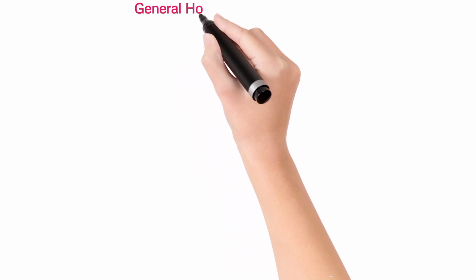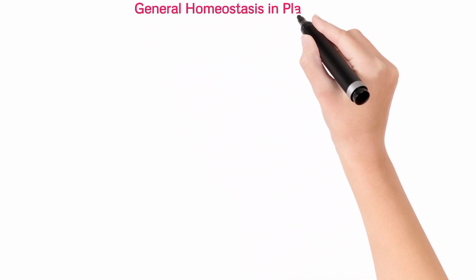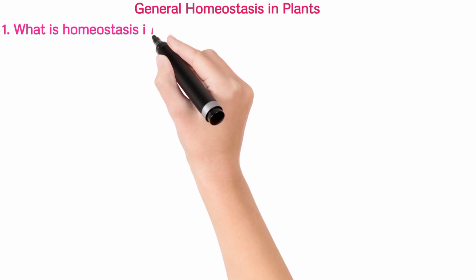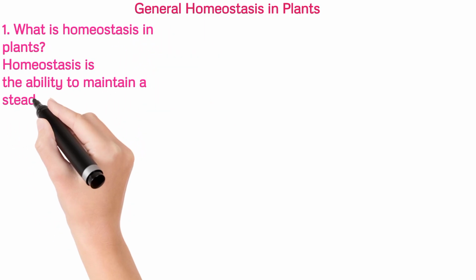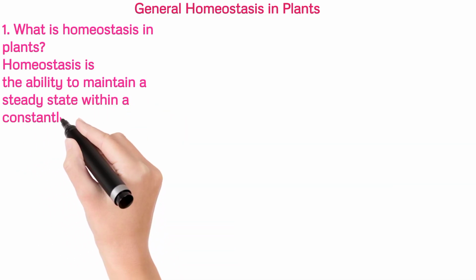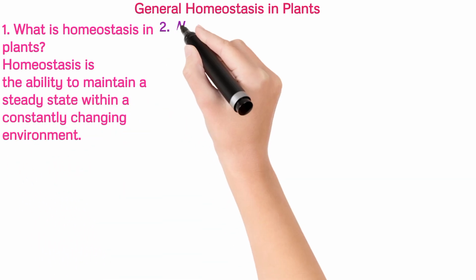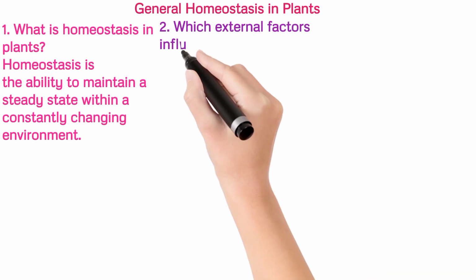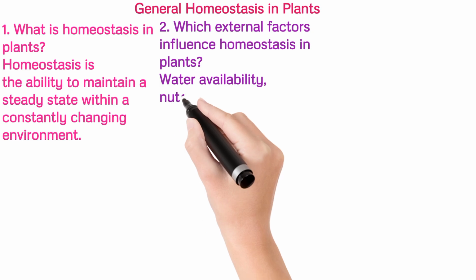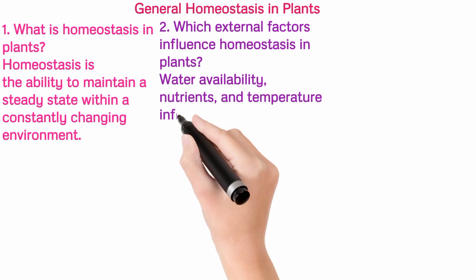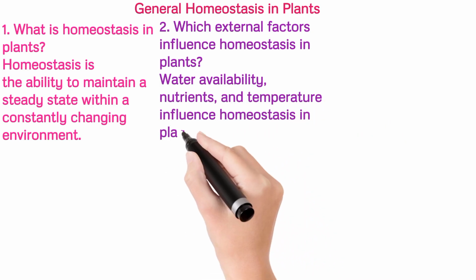General homeostasis in plants. 1. What is homeostasis in plants? Homeostasis is the ability to maintain a steady state within a constantly changing environment. 2. Which external factors influence homeostasis in plants? Water availability, nutrients, and temperature influence homeostasis in plants.